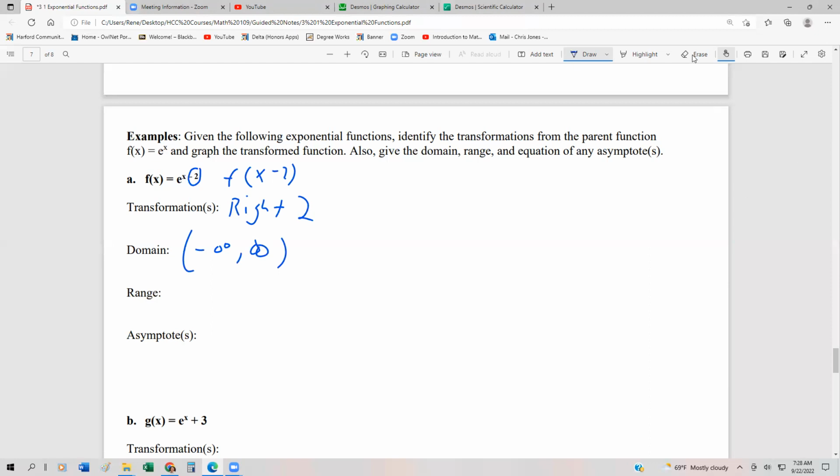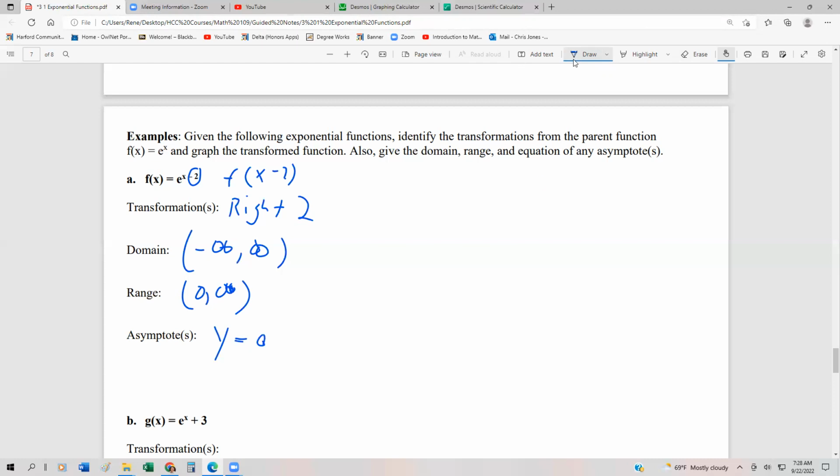Range of this function. Notice that we did not vertically translate this function. Because there's no vertical transformation, the range is going to be from 0 to infinity. And then finally, the asymptote, because again we didn't have any vertical transformation, is y equals 0.